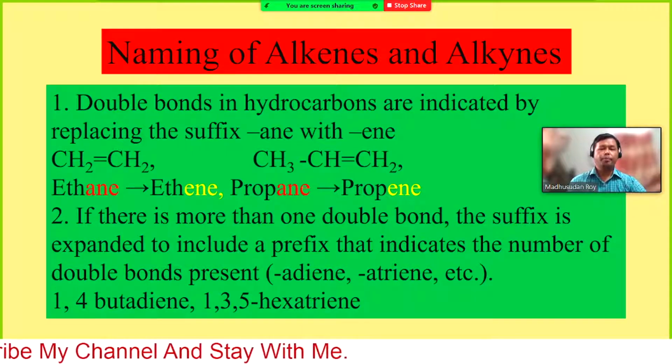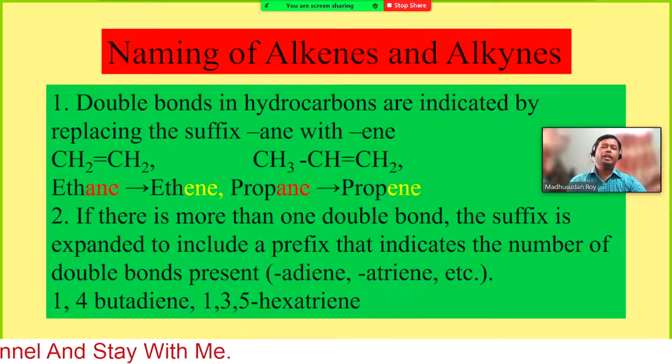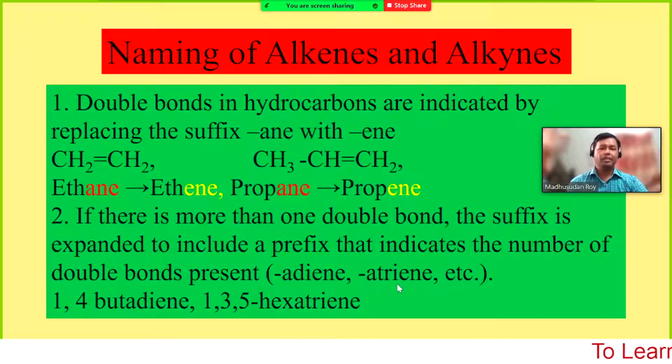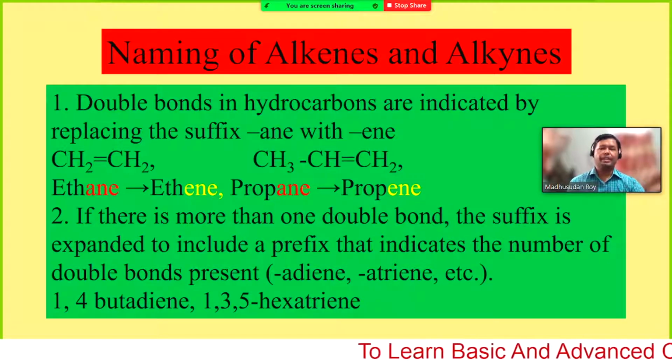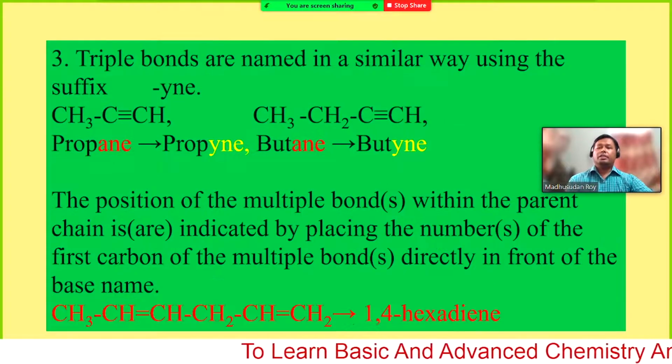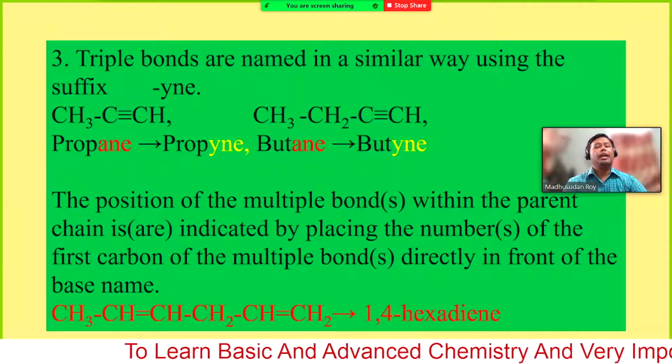And if you have multiple double bonds, in that case you need to add a diene for 2 double bonds, a triene for 3 double bonds, or a tetraene for 4 double bonds, in this way. Triple bonds are named in a similar way.